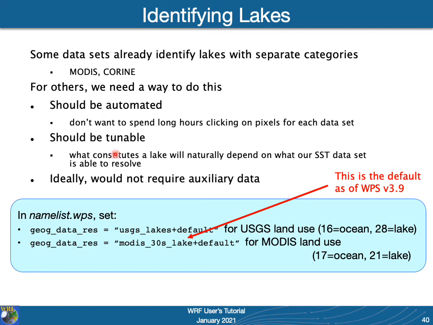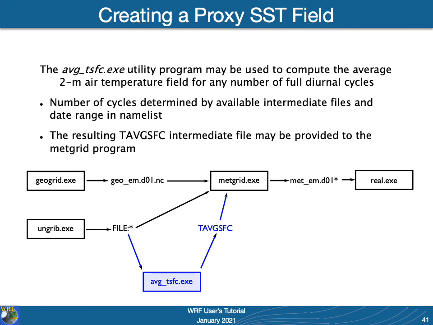It's worth pointing out that the default land cover data set in WRF version 3.9 and later is this MODIS land cover data set at 30 arcsecond resolution that does contain a separate lake category. So as long as you're working with a sufficiently new version of the WPS, there's nothing special that you need to do to get a special lake category. So if we're using a new enough version of the WPS, we don't need to worry about getting a separate lake category, and we can turn our attention to a method by which we can construct a proxy for the SST field to be used only over inland water bodies.